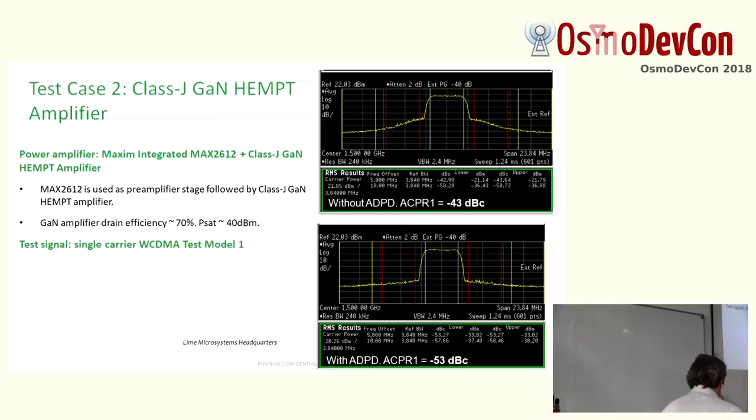The second test case is the class J GaN HEMT amplifier. Before, without ADPD, ACPR was minus 43 dBc, and with ADPD, it was minus 53 dBc. This amplifier consists of two amplifiers, a Maxim 2612 and a GaN amplifier with saturated power of 40 dBm. So with using this, you can make your base stations with higher range. You should improve your signals significantly.